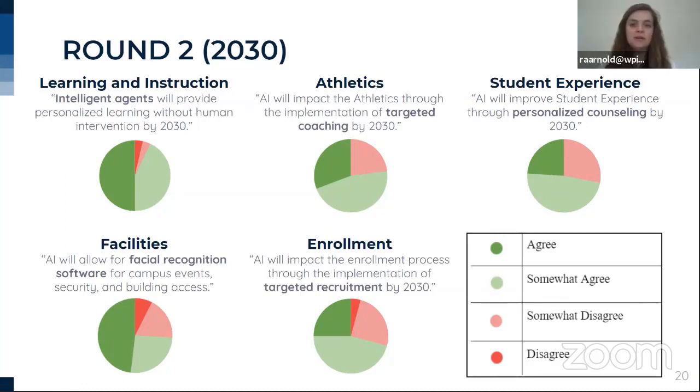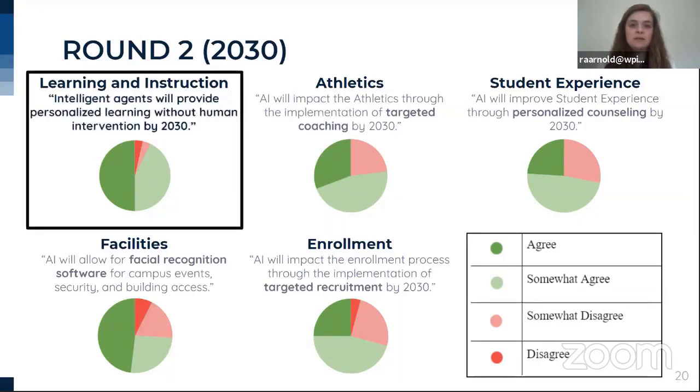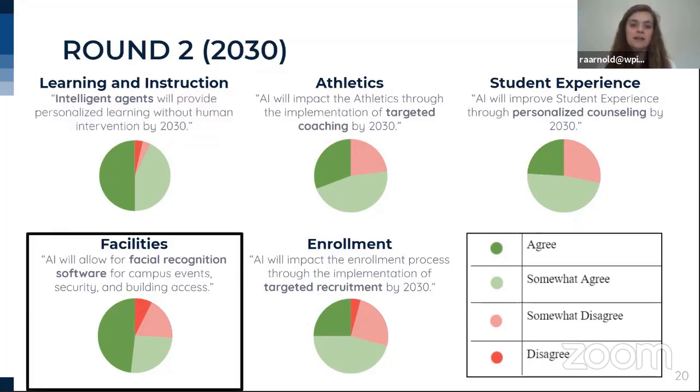As you can see, the majority of the survey participants agreed that these specific subcategories will be impacted by AI by the year 2030. For example, in the learning and instruction category, there's a subcategory for intelligent agents. The experts were asked to agree or disagree with the quote, "Intelligent agents will provide personalized learning without human intervention by 2030." Most experts agreed or somewhat agreed with this quote. The most divergence can be seen in the facilities category under the facial recognition subcategory.